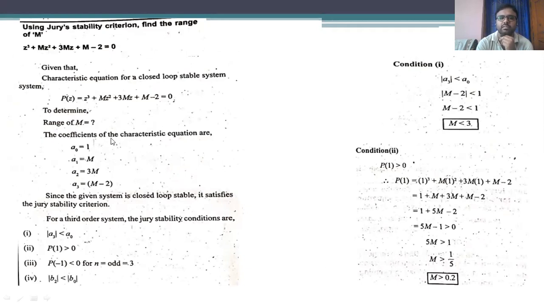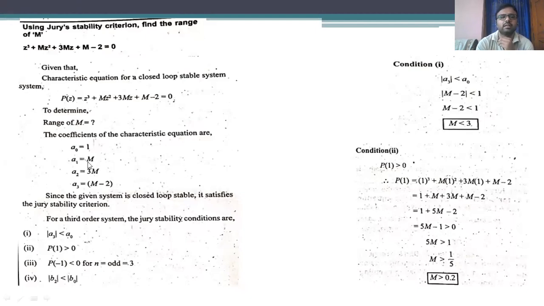The coefficient values of the characteristic equation he has taken are A0 as 1, A1 as M, A2 as 3M, and A3 as M minus 2. Up to now we have seen the first pattern. If the second pattern is followed, A0 should be M minus 2, A1 should be 3M, A2 is M, and A3 is 1. You can take any kind of pattern, no problem about this.